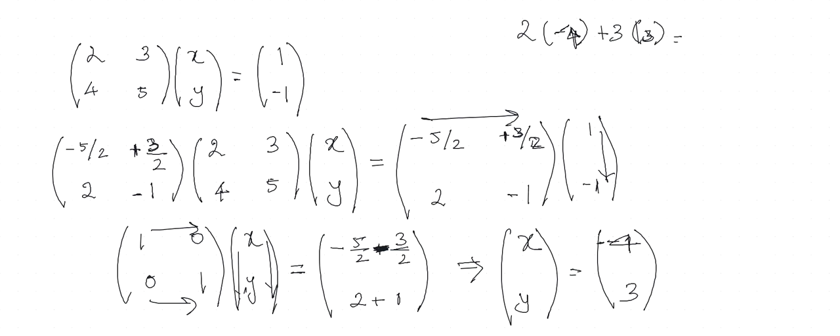9 minus 1. Yes. Minus 8 plus 9 is going to be our 1. Similarly, if you go for the second equation, 4 multiplied by minus 4 will be minus 16. And then plus 15. That is a minus 1.